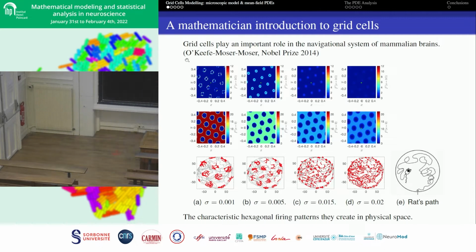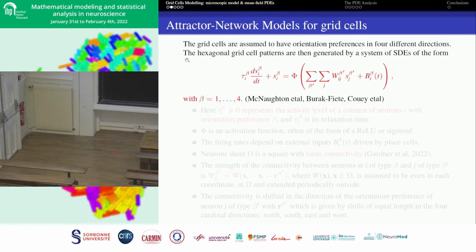So what we would like first, the basic thing, is to explain where this hexagonal pattern comes from. Okay? So we started with a model that was introduced by McNaughton. He was a postdoc in the Mosers' group. So the Mosers, the two Mosers, are in the et al.